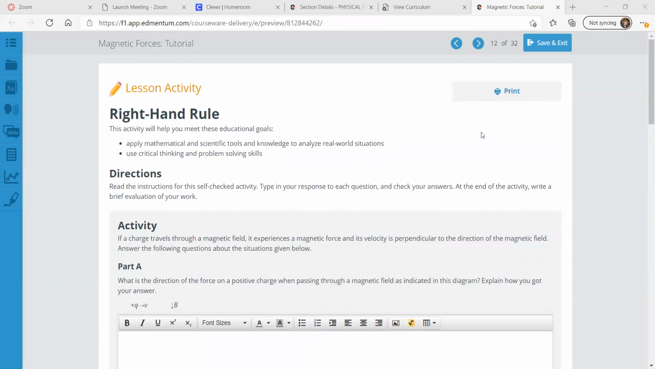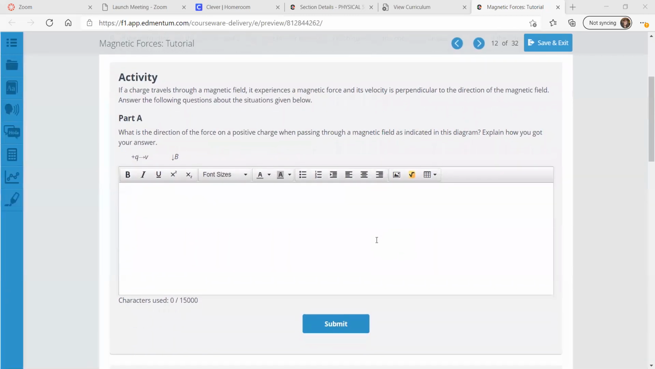Hey, it's Mr. Shrum, and we're picking up right where we left off on the magnetic forces tutorial. So we went over those two right-hand rules. The curl rule, where your fingers curl around the current carrying wire, will tell you the direction of the magnetic field. And then we have the palm rule, which will tell you the force exerted on a charge passing through a magnetic field. Okay, so let's practice those in this activity.